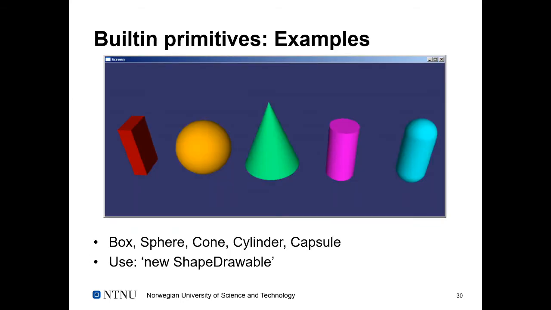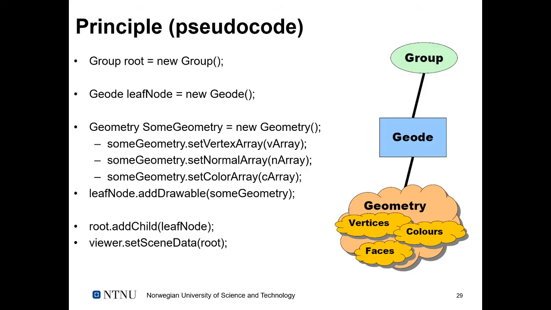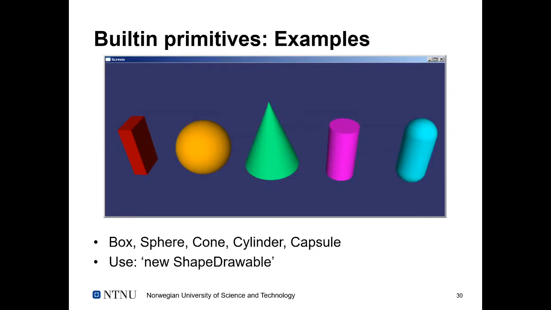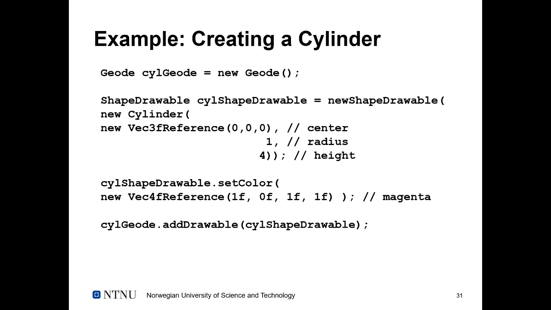OpenSceneGraph has some built-in primitives, and I will use this as a very simple example on how to build a hierarchy like this. Some of the built-in primitives are named in this exact way. So the red box here is basically box. This sphere is sphere. You know, cone, cylinder, and capsule. And to draw this, you basically use new shape drawable, as I show in the example here.